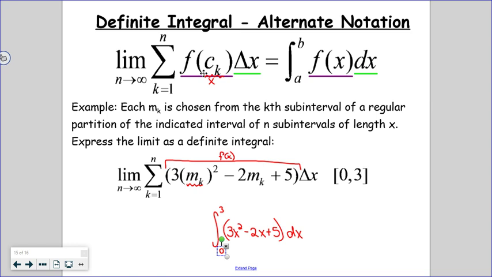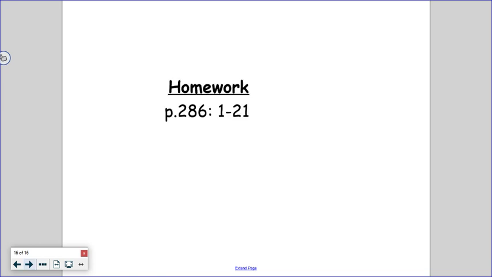All right, your assignment, page 286, doing 1 through 21.